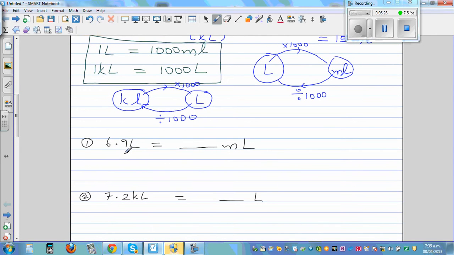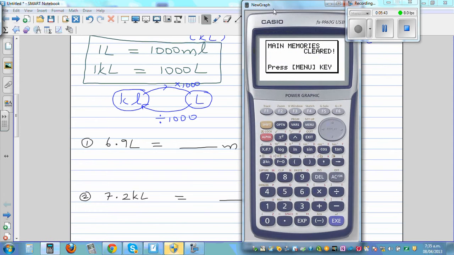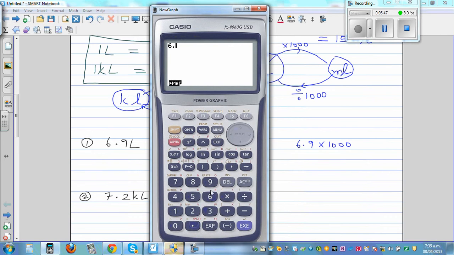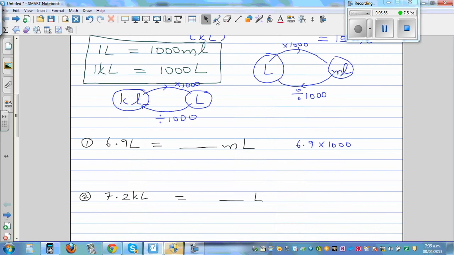6.9 liters. From liters, you want to change into milliliters, so you have to multiply. It's 6.9 times 1,000. I'll get my calculator out. 6.9 times 1,000 is 6,900 milliliters.